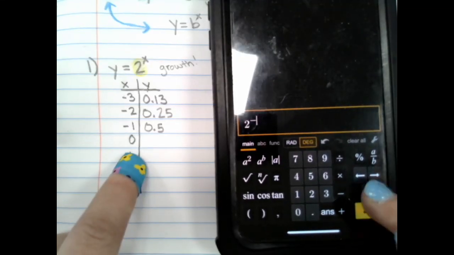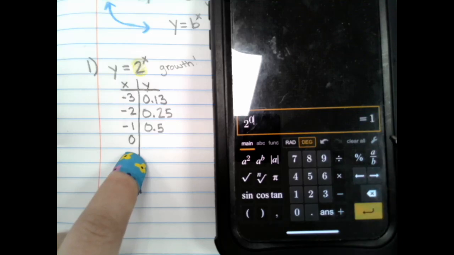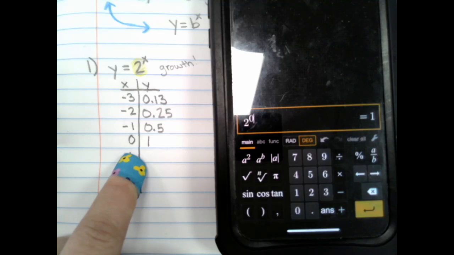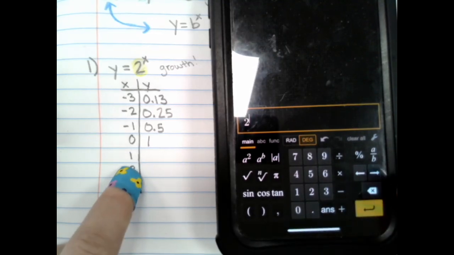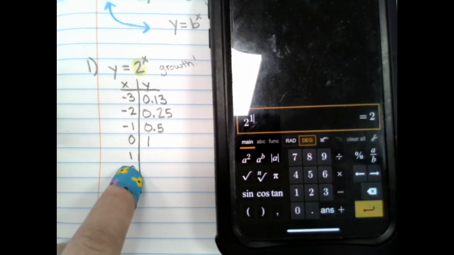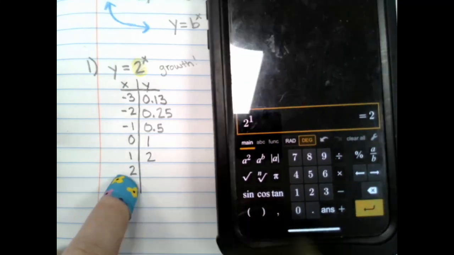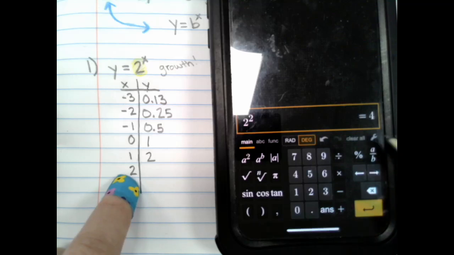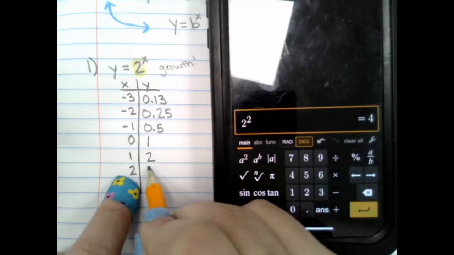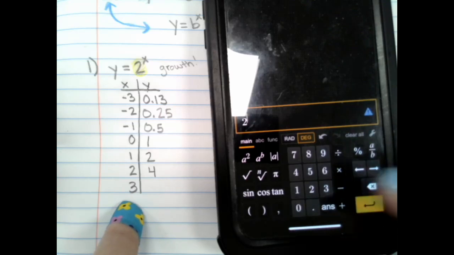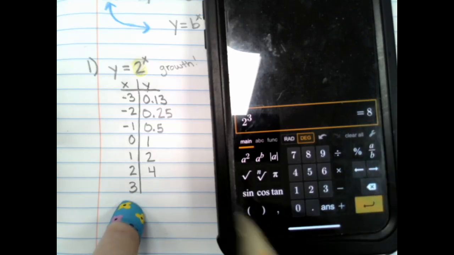Delete the -1, make it a 0. We get out 1. Delete the 0, put in a 1. We get 2, because it's 2 to the first power. You should be able to do this one. 2 squared is 4. Anyone know 2 to the third power? 8.